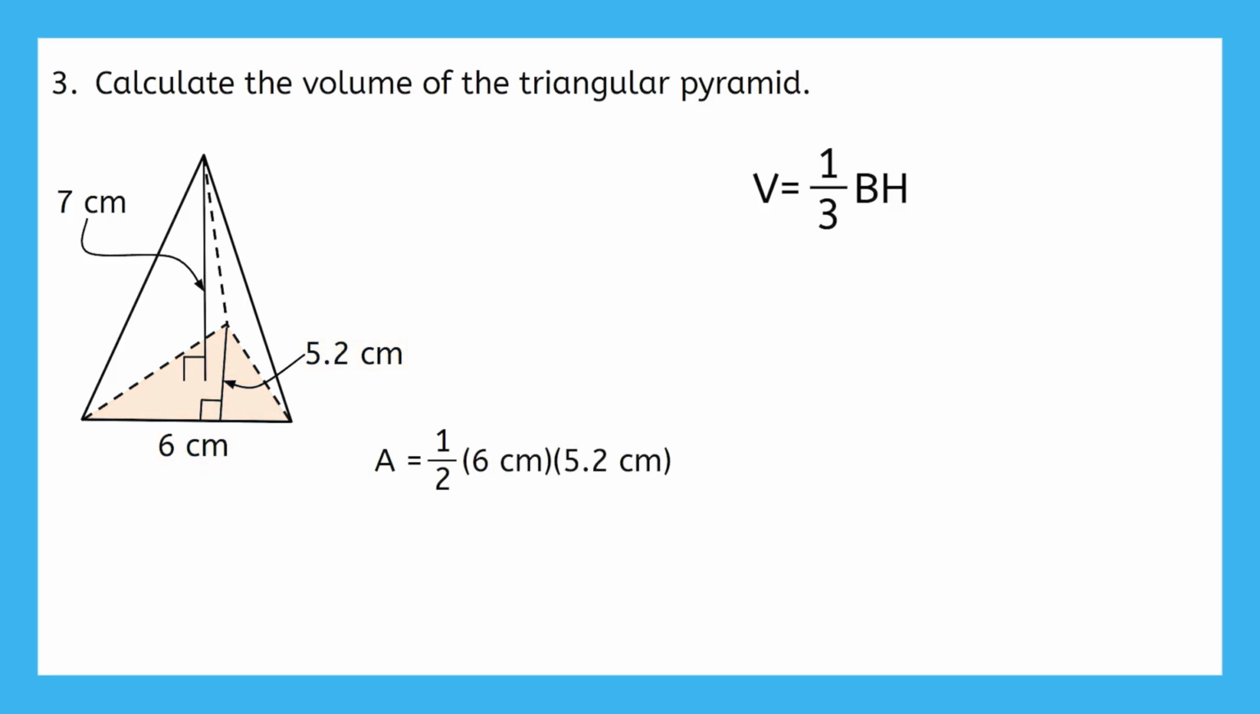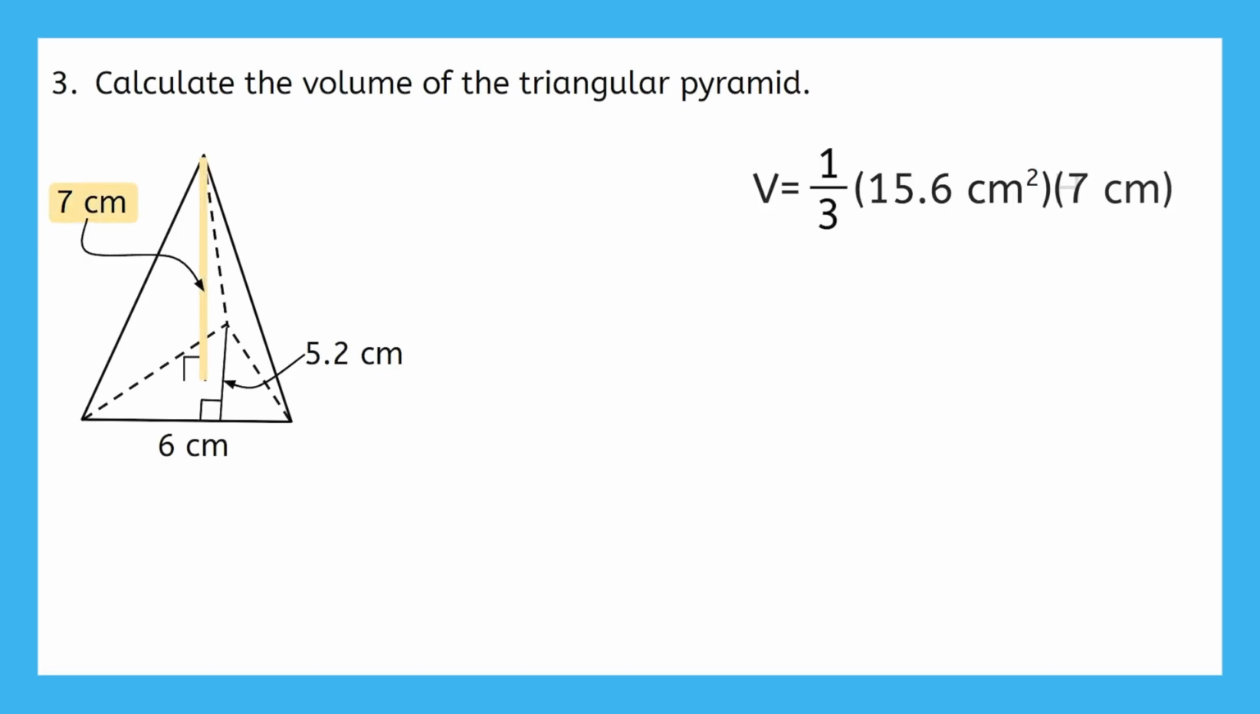Which order did you multiply the numbers in? I'll stick to the order shown, since 1/2 times 6 is just 3, and then that can be multiplied by 5.2 to give us 15.6 square centimeters. Let's substitute that into our volume formula and move on to the pyramid's height. What's the distance between this pyramid's base and its opposite vertex? Yeah, the height of the pyramid is 7 centimeters.